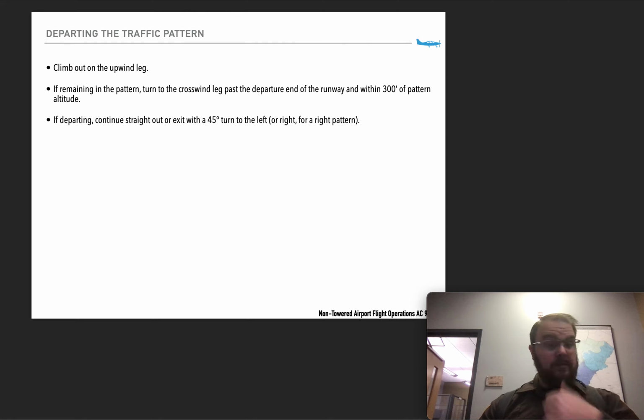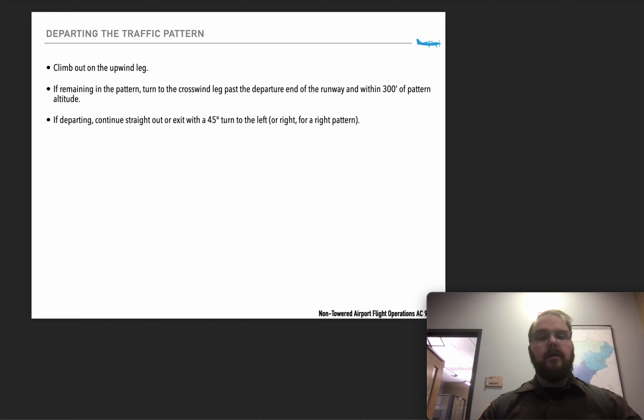Departing traffic pattern. So this is where you're on the upwind leg. So you climb out on the upwind leg. If remaining in the pattern, turn the crosswind leg, pass the departure end of the runway, and not until you reach 300 feet of your pattern altitude. So if your pattern altitude is 1,000 feet MSL, because you're at a sea level airport, you're going to turn crosswind at about 700 feet.